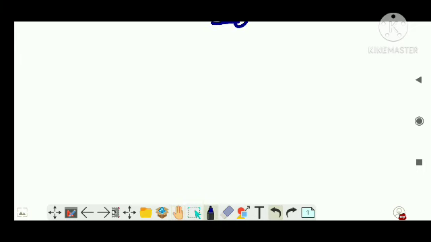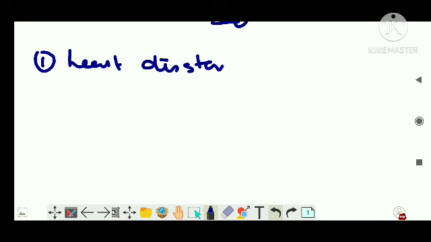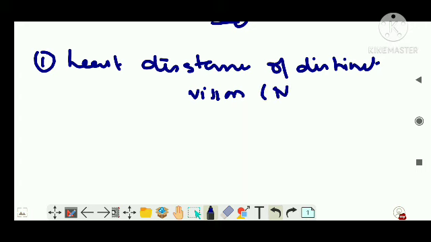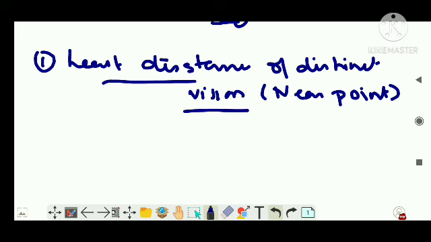Now, before we talk about the entire thing, other terminologies have to be dealt with. So the first terminology which you have to know is the least distance of distinct vision, or it is also known as the near point. Least distance of distinct vision or near point. What do you mean by least distance? The word itself gives the proper idea of what it means.